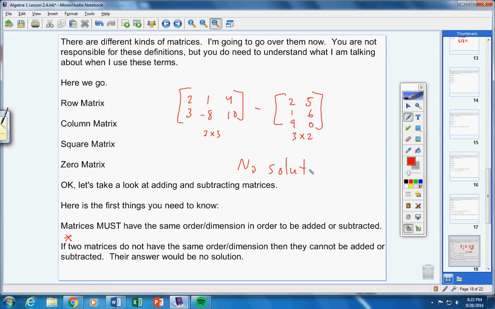You cannot add or subtract matrices unless they have the exact same order or dimension. So if this is a 2 by 3, this has to be a 2 by 3, or if this is a 3 by 2, this has to be a 3 by 2 over here. Okay? But they have to have the same dimension.